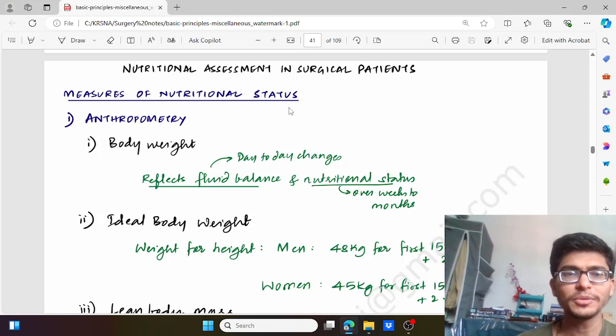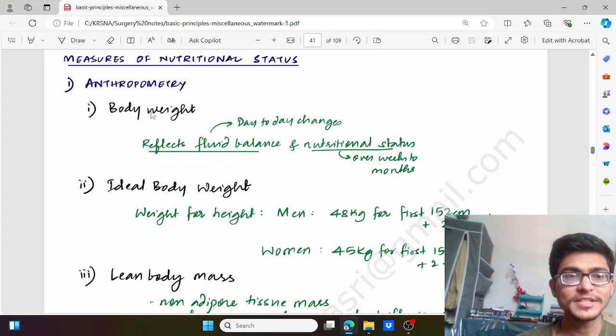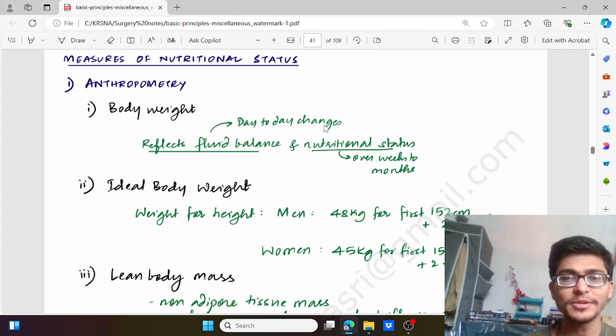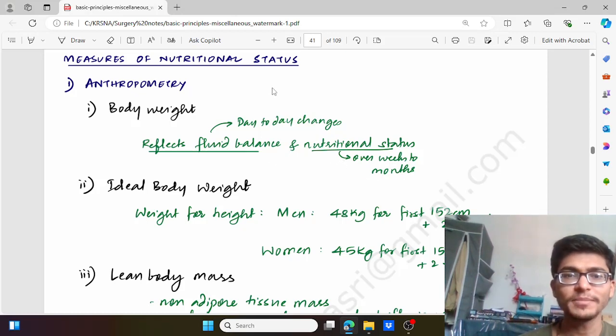So, how do we measure the nutritional status? Firstly, anthropometry, which includes body weight. Body weight reflects fluid balance and nutritional status. Fluid balance changes day to day, and nutritional status changes over weeks to months.